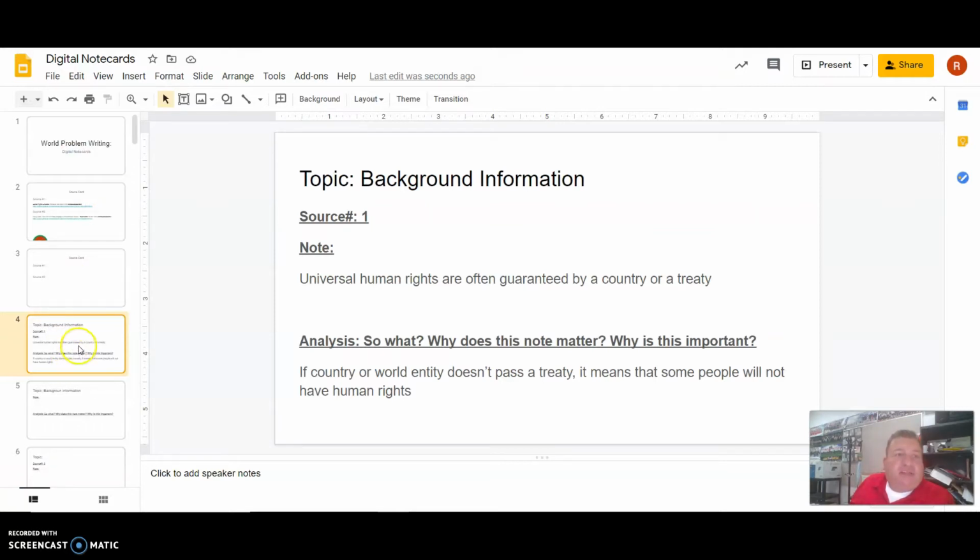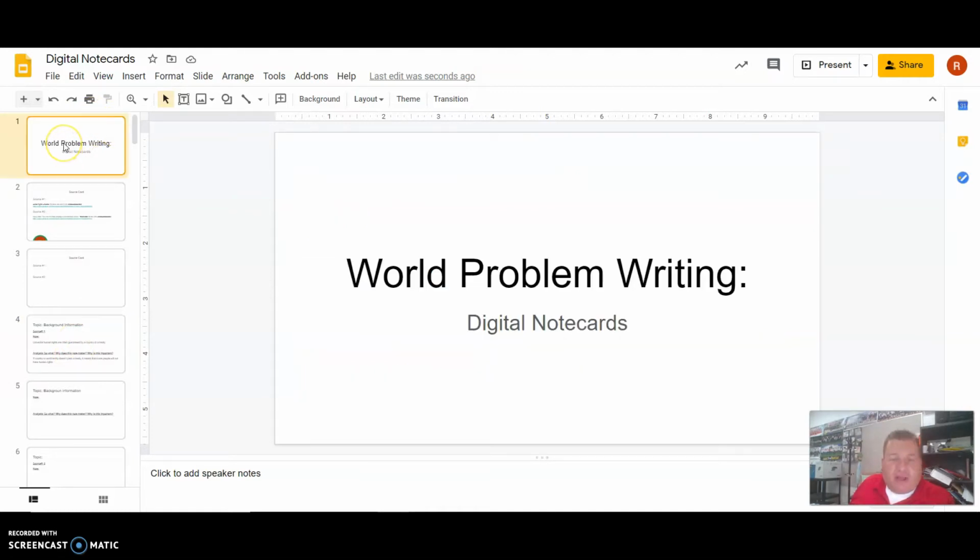Your goal is to have 16 notes. I think you should have 8 notes for background. You should have 8 notes that define why it's a problem. Good luck with this. I think you will find this process to be pretty straightforward.